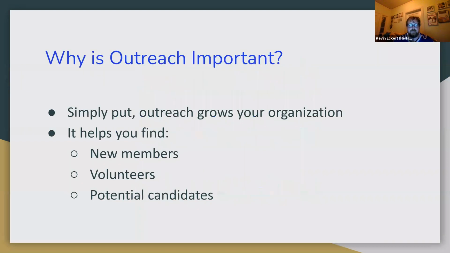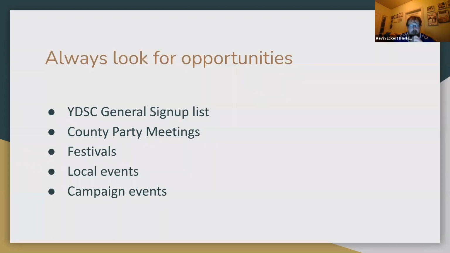So why is outreach important? Simply put, outreach grows your organization and helps you find new members, volunteers, potential candidates for office, or potential people who want to be officers in your own chapters. So it's always about looking for opportunities, is the way I look at it. For example, we have our YDSC general sign-up list. You can do county party meetings, festivals, local events, campaign events. I feel campaign events are a really good way of finding new people because, at least in my experience, a lot of people get excited about a candidate more than they do about your local Democratic Party. And it's a good way of bringing in new people.